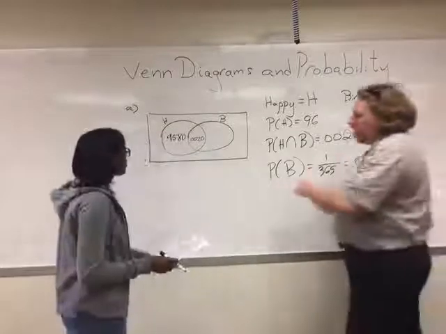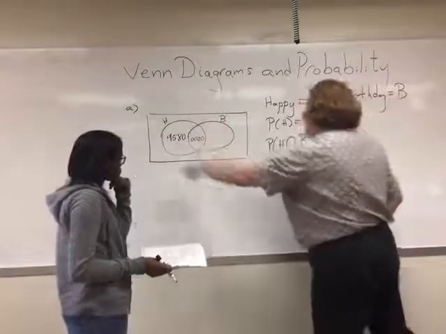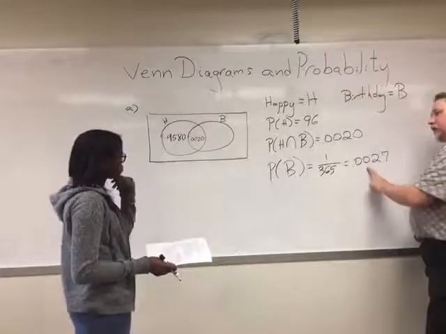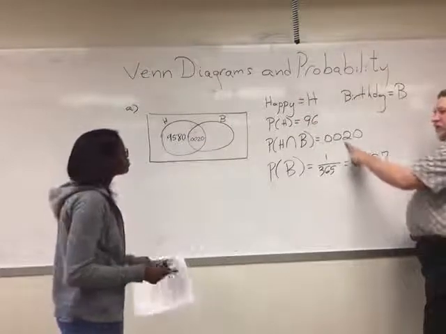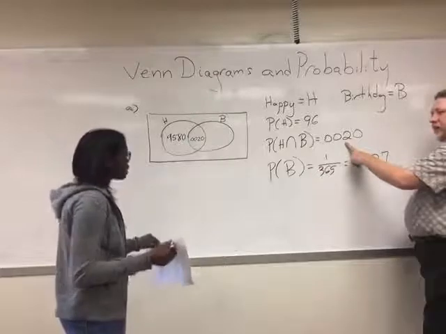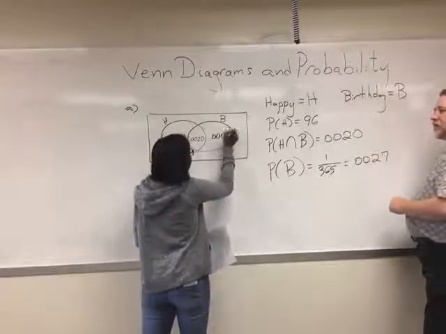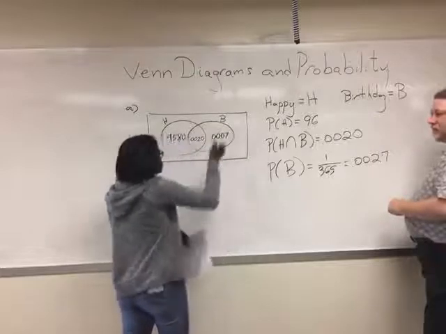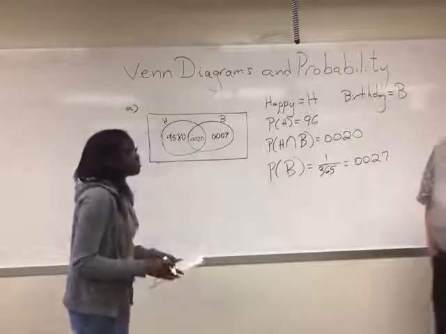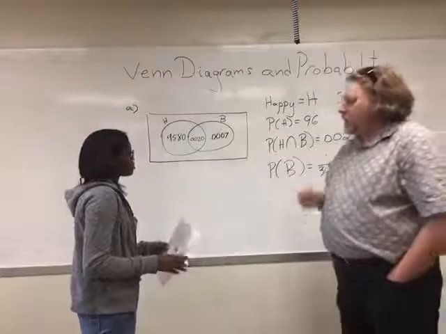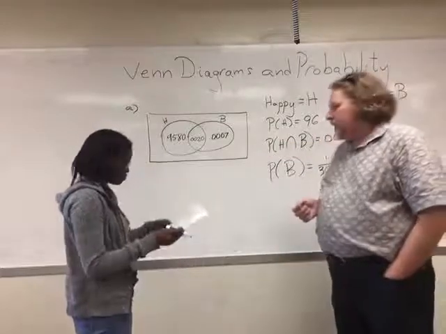Now similarly, we know this circle for your birthday is 0.0027, but we know where 0.0020 of it is. So that means that 0.0007 is in the circle. Absolutely. Okay, so there's our diagram. Now we're going to go on to question B.